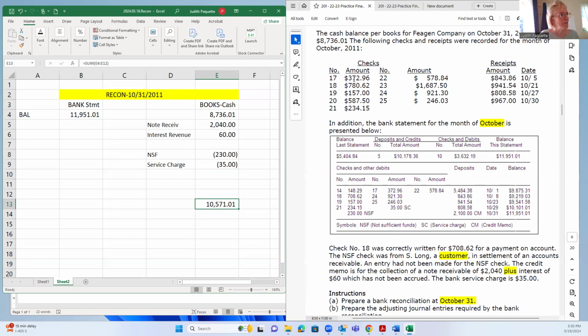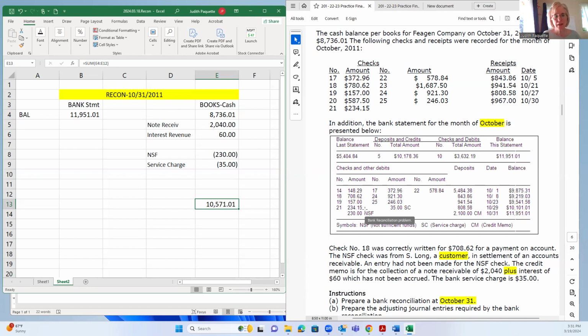On the bank side, what we do is we go and look at what the company recorded and we check it off. So the company recorded check 17, and there it is, check 17. Check 18, and you could miss this. Happily, there's a note down below, but check 18, the company recorded it as $780, but the bank recorded it as 708. So we know we have an error here. It's either a bank error or a company error, but let's move on. Check 19, 157, check 20. Check 20 did not clear the bank, okay?